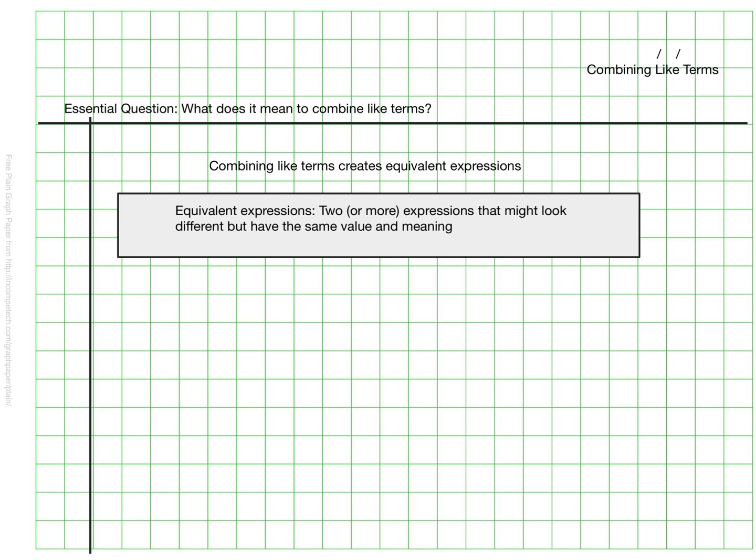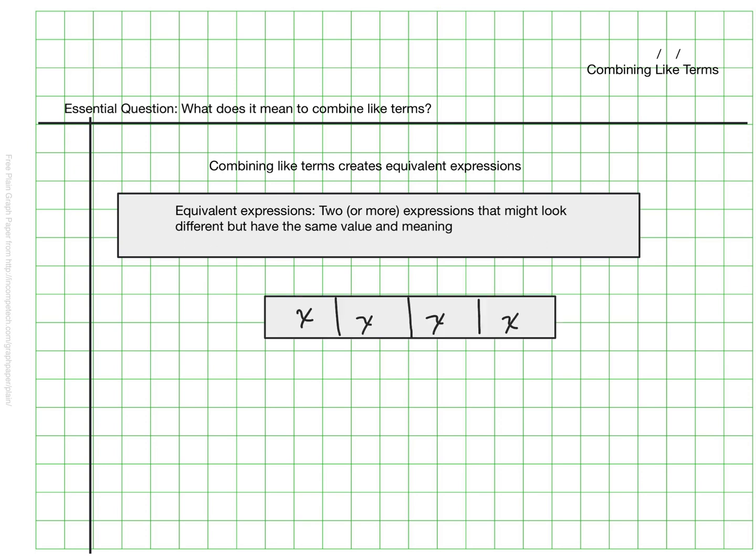When we are combining like terms, what we really are doing is creating equivalent expressions. We've had some experience with equivalent expressions already, but just as a note, equivalent expressions are two or more expressions that might look a little different, but they mean the same thing. So in our tape diagram, we might write this as x plus x plus x plus x, or we might write it as 4 times x, or we might write it as 4x. All of these three expressions are equivalent.